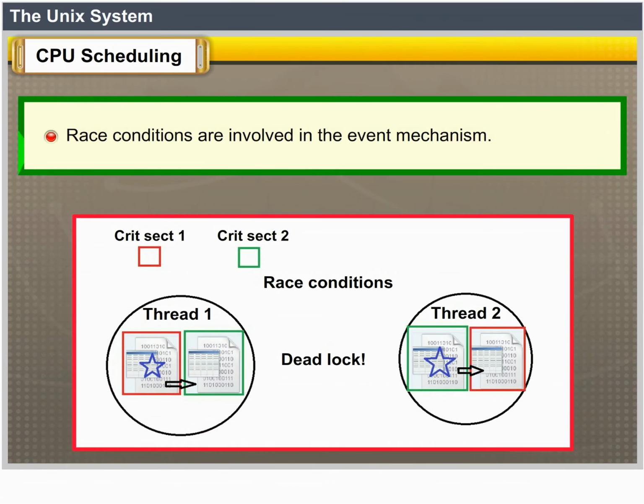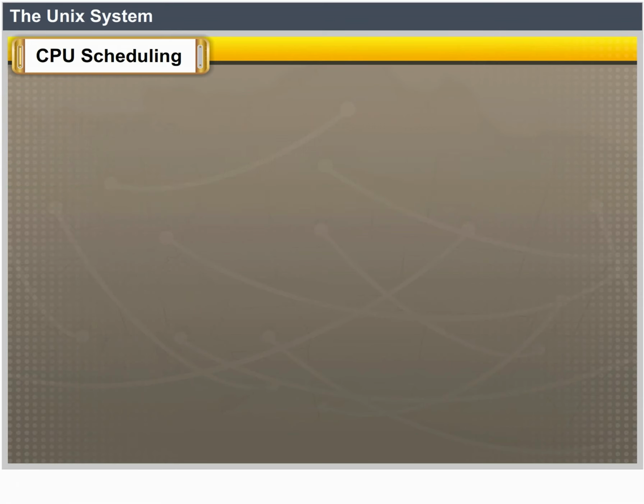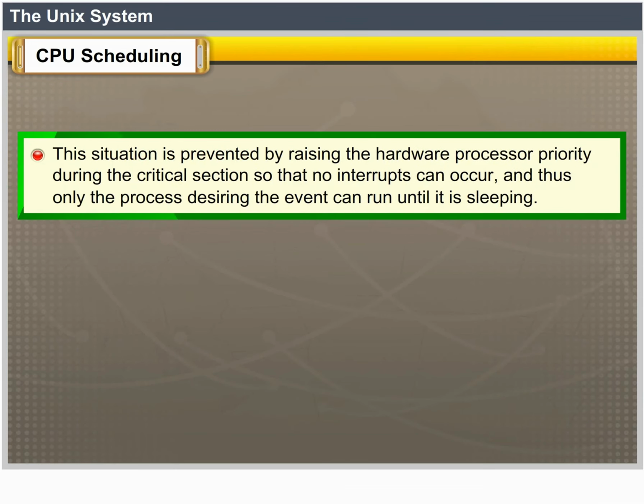Race conditions are involved in the event mechanism. If a process decides, because of checking a flag in memory for instance, to sleep on an event, and the event occurs before the process can execute the primitive that does the actual sleep on the event, the process sleeping may then sleep forever. We prevent the situation by raising the hardware processor priority during the critical section so that no interrupts can occur, and thus only the process desiring the event can run until it is sleeping.